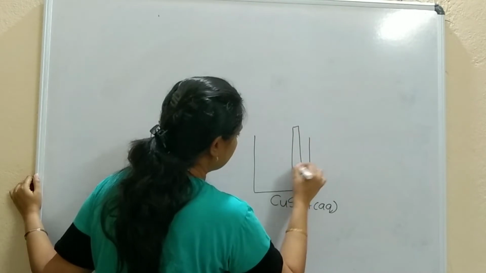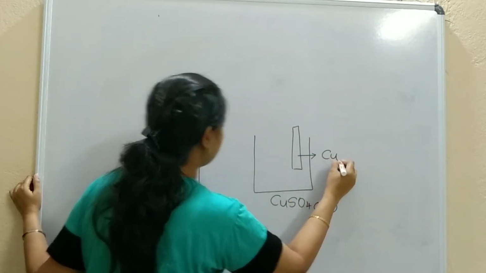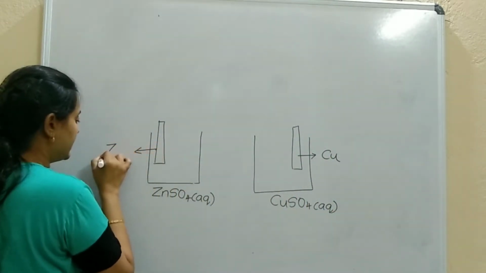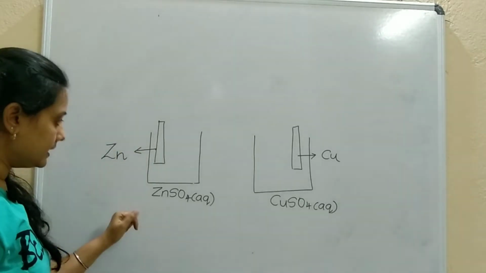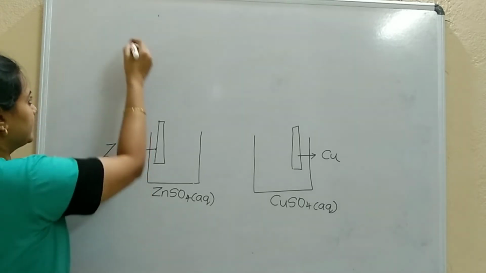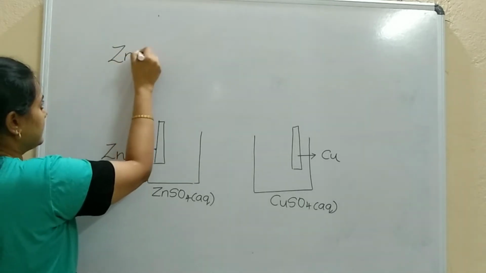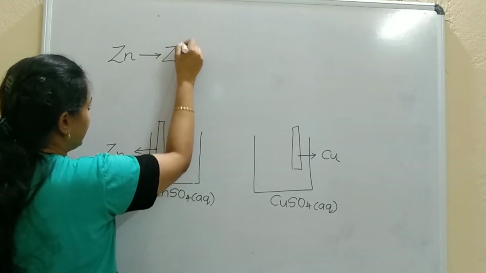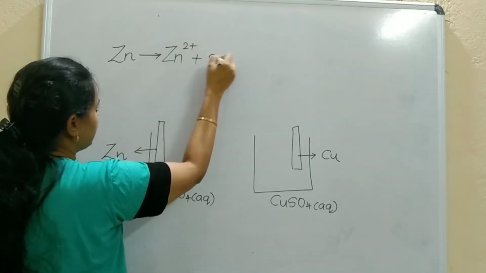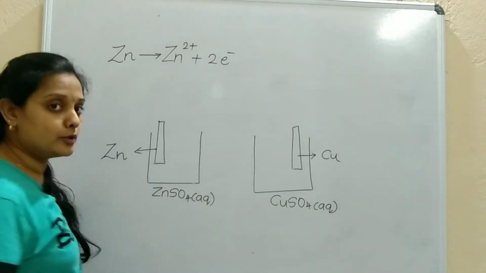The rod immersed, the electrode, is made up of copper here. The rod here is made up of zinc. So what will happen here? Zinc rod is there, correct. So this zinc rod will lose electrons and become Zn2+ ion. Just to balance, I am writing 2 electrons.